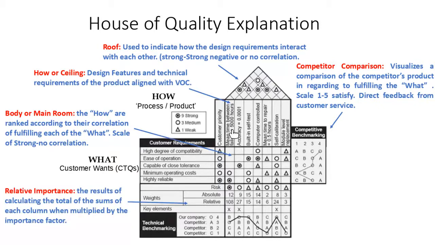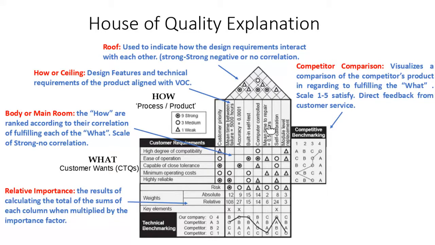Now let's go up here. We have explained the ceiling. Now let's go to the roof, the top of the house of quality. The roof is similar to the main room in terms of the correlation. But now the correlation is not between the hows and the whats. The correlation is between the hows themselves, between the design features, the technical requirements. Let's take one of those examples.